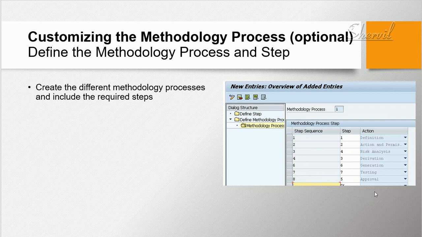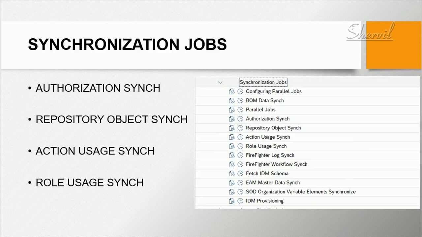So for example, let's say you don't want to include testing in your methodology while defining or creating the roles, so you can remove testing. You don't want approvals, you can remove approvals. If in your company or your project you don't have a need for derived roles, you can remove the derivation phase out of this methodology. So depending on what your requirements are, what your strategy is, you can define your role definition methodology, process and steps.